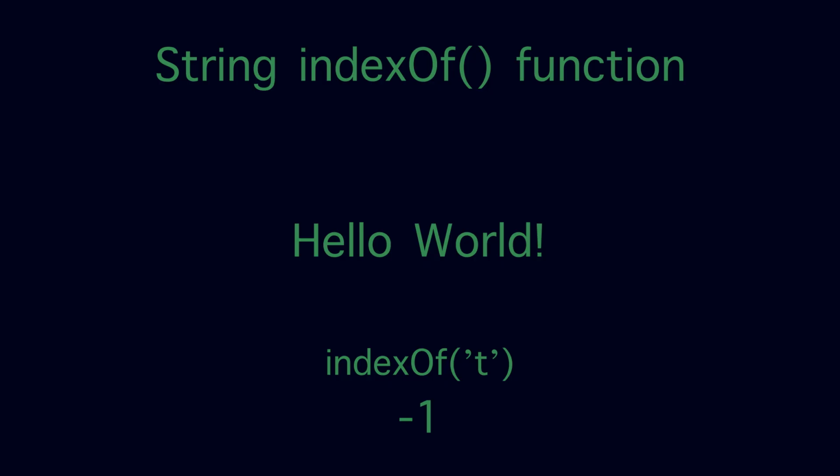What is important to remember though is that when we are counting indices, we must always start at 0, meaning that the first character in a string is at index 0, the second at 1, and so forth.